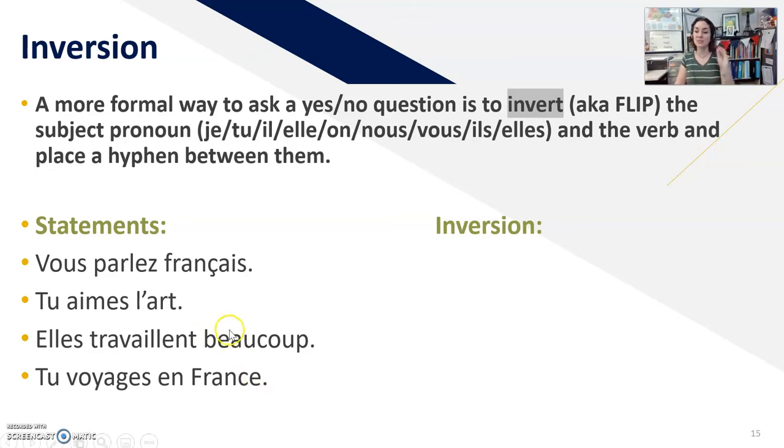So here are 4 statements, and we're going to flip the subject and the verb to make them an inverted yes or no question. Sounds very fancy and formal. Vous parlez français is you speak French. Now I could always raise my voice, I could put esque, but let's try inverting these instead. My subject is vous, my verb is parler, flip them. Parlez-vous français? Do you speak French?